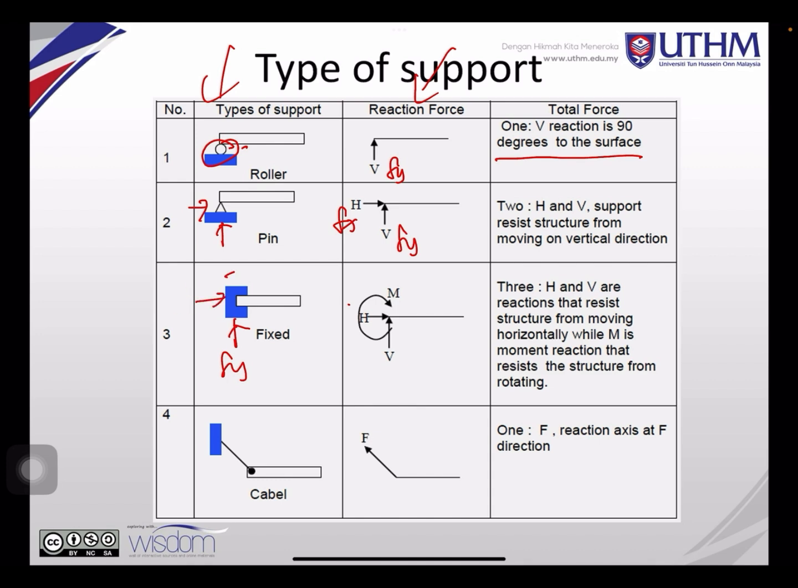Moment toward this direction or that direction is actually a similar thing. When you calculate, you will get the direction. Another type is the cable. You will have a beam here, and then it is supported by the cable, so your reaction force here is inclined.